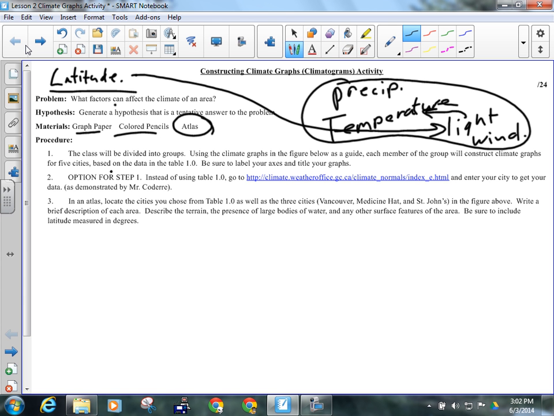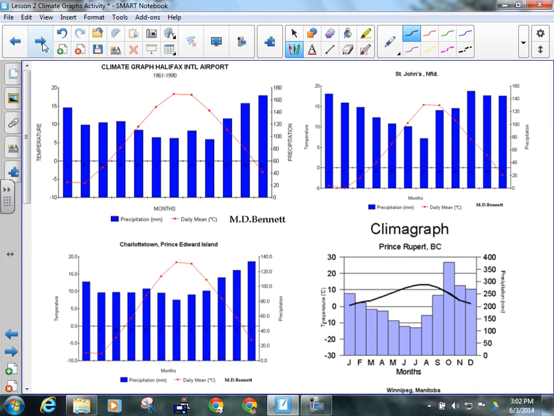and it was the best picture of it I could find. On your climatograms, and this was at the end of lesson 1, your climatograms should look something like this. You have a line that represents temperature. One side of your climatogram has a temperature scale on it. The other side has a scale for precipitation. The bars are the precipitation. You're going to be drawing 5 of those each. That way your whole group has a climatogram for each of the 15 cities on that sheet.